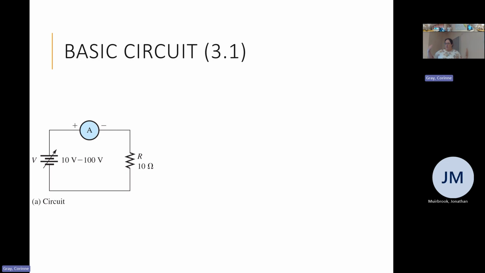So what we want to do is look at what would happen to the current in this circuit as we increase the voltage from 10 volts to 100 volts in 10-volt increments. So if you just had to guess, again, we're technically utilizing Ohm's law here. If I'm increasing the voltage, am I increasing, decreasing, or keeping current the same? Why do you say that?